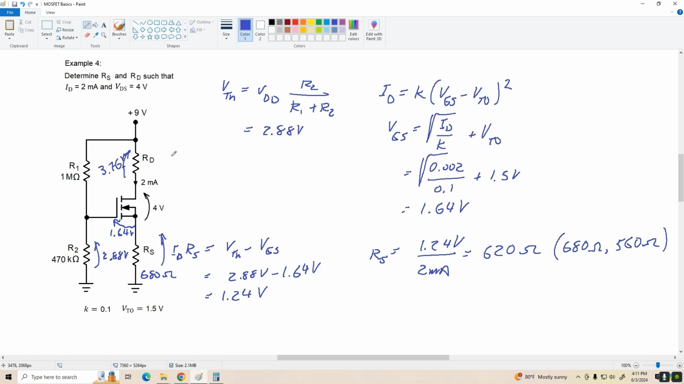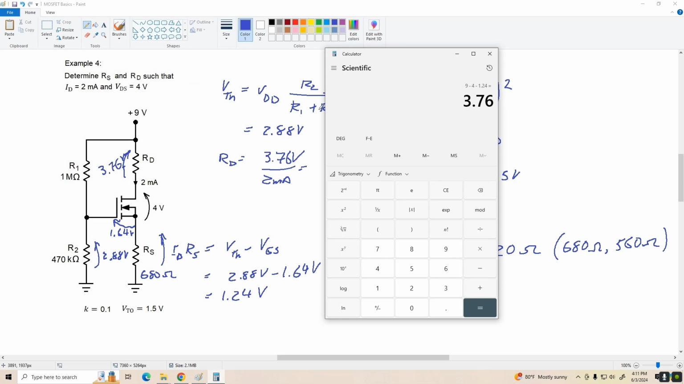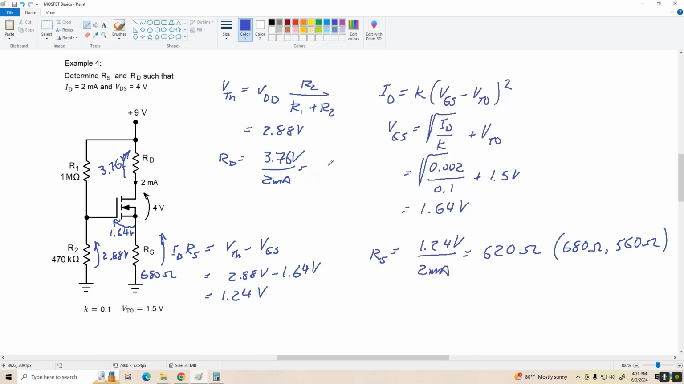So RD is equal to 3.76 volts divided by 2 milliamps. Let's see what we come up with. 3.76 divided by 0.002 is about 1.8 k ohms. That's a standard value. I like that. 1.8 k ohms. And I like when that happens. Doesn't happen nearly enough. So 1.8 k ohms.